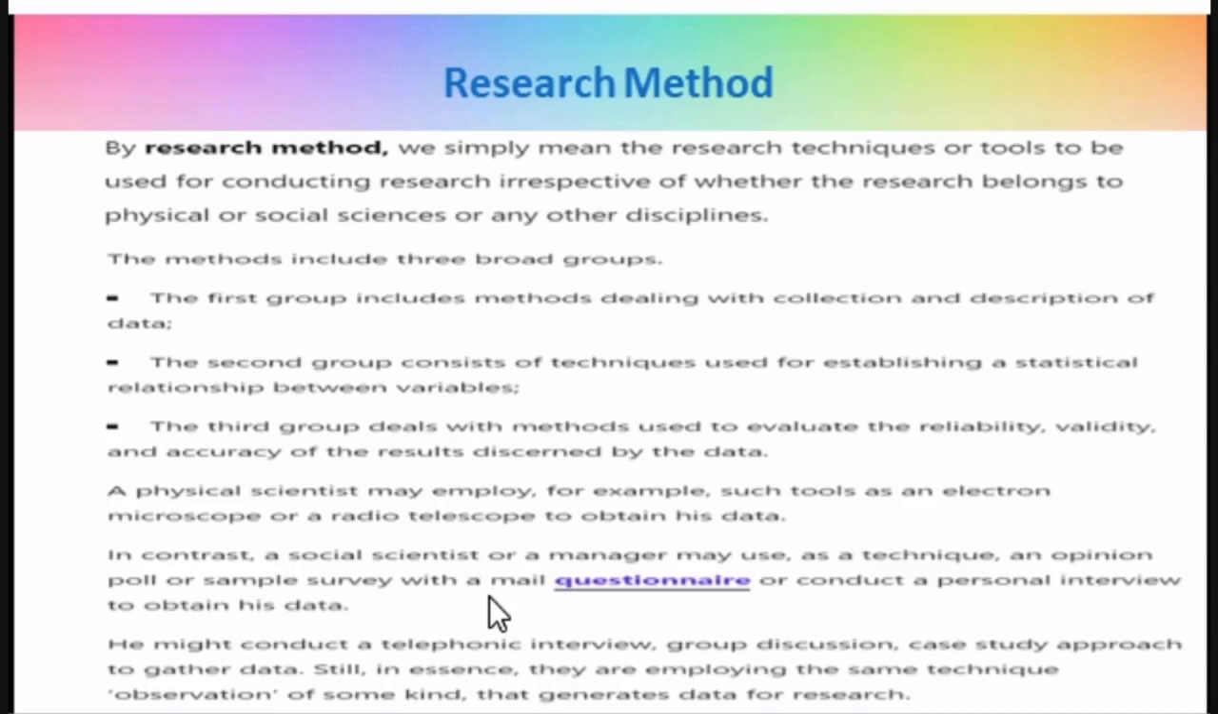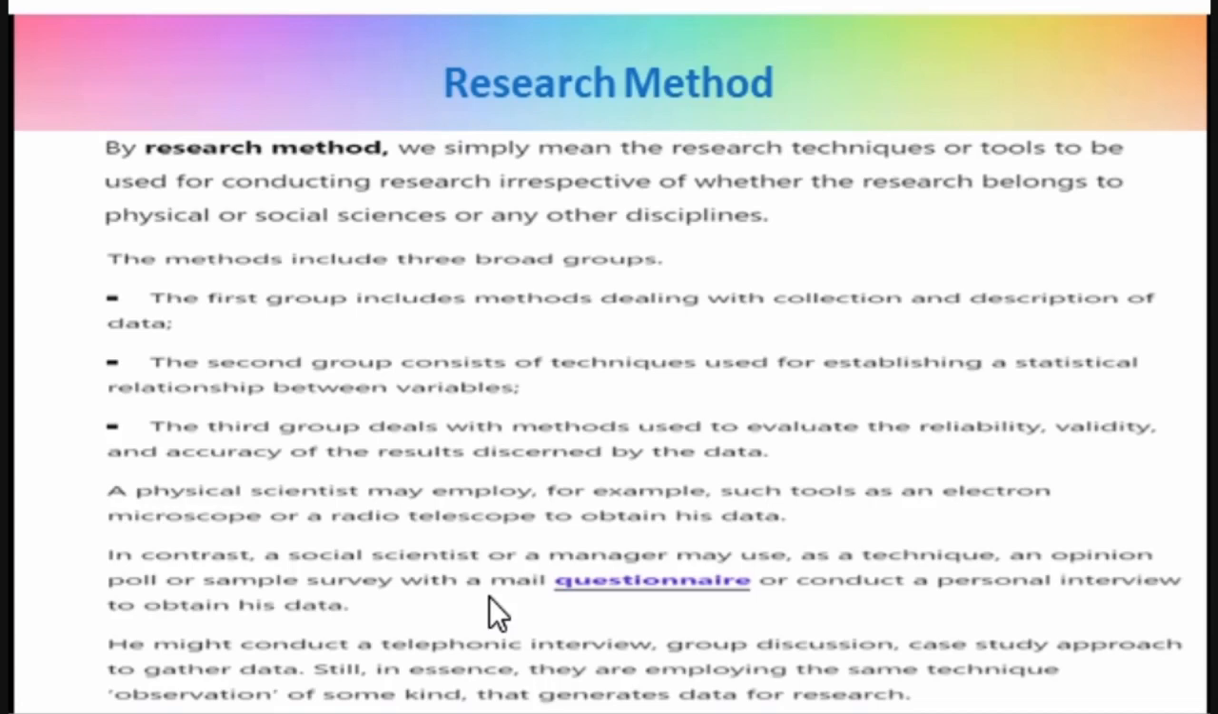For example, a physical scientist may employ tools such as an electron microscope or radio telescope to obtain his data. For physics observation, he needs a telescope or microscope. Similarly, social scientists use techniques like an opinion poll or survey, in the sense of a questionnaire, perhaps a mail questionnaire. These are the tools. Using a questionnaire is a method for collecting data, and using a telescope is a method for collecting data for physical scientists. I hope you understand what method is all about.